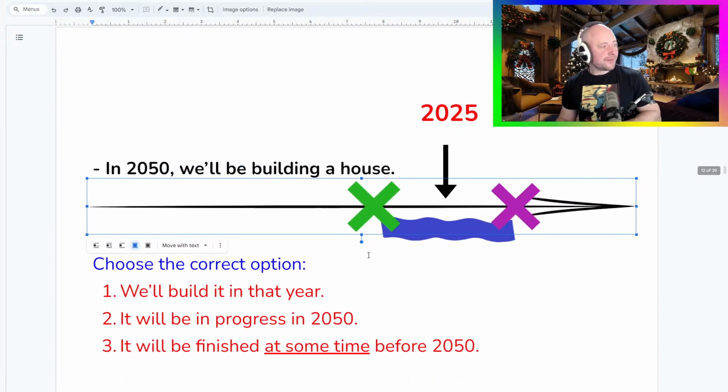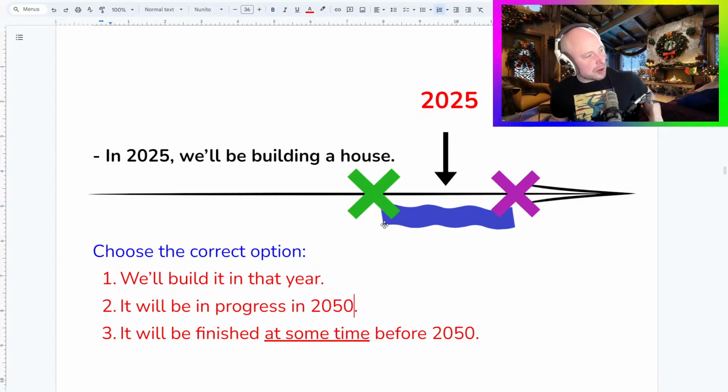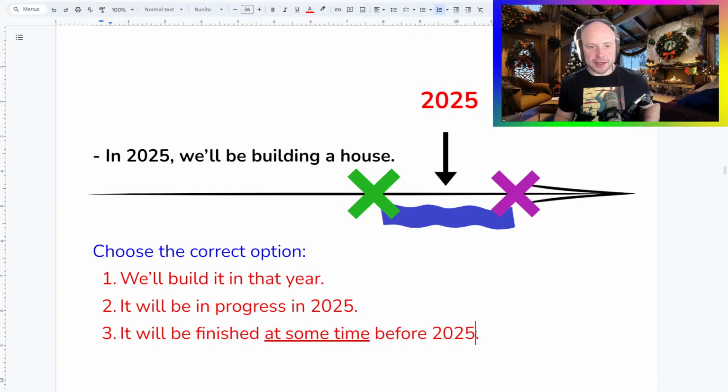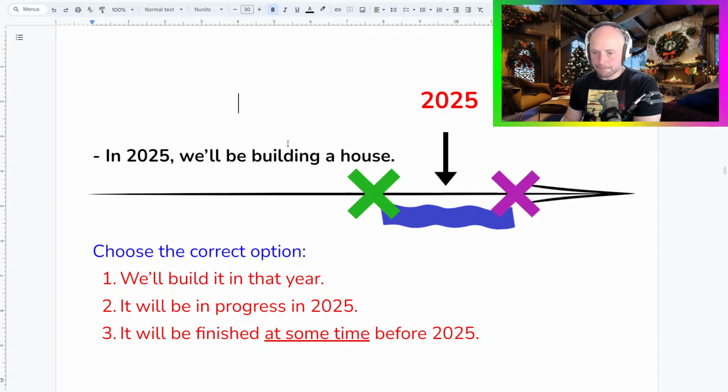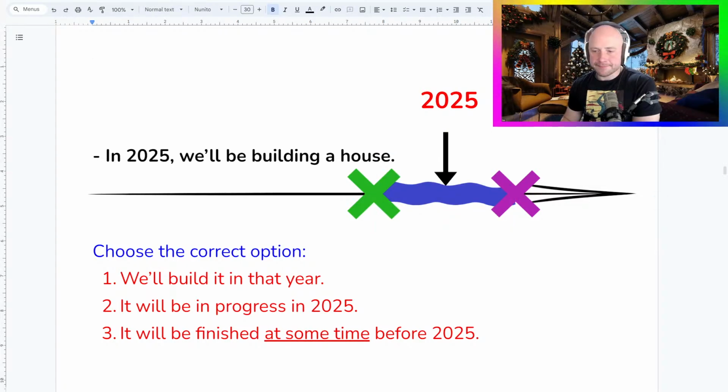Okay, moving on. We got the future continuous in 2050 now. What? Consistency, Rich. Consistency, please. In 2025, we'll be building a house. And once again, I'd like you to choose the correct option. 1, 2, or 3. Take a look at those. What do you think? Only one of them is correct.